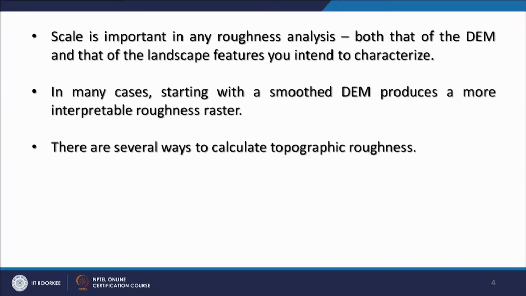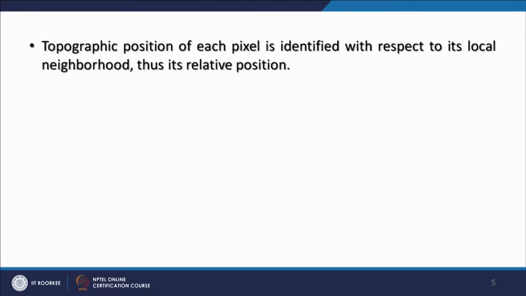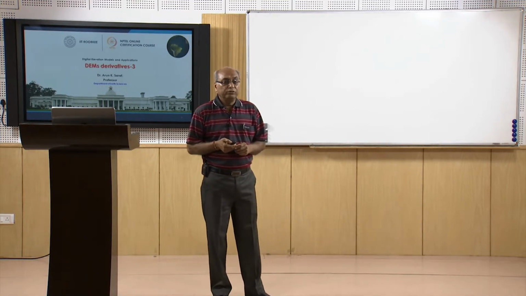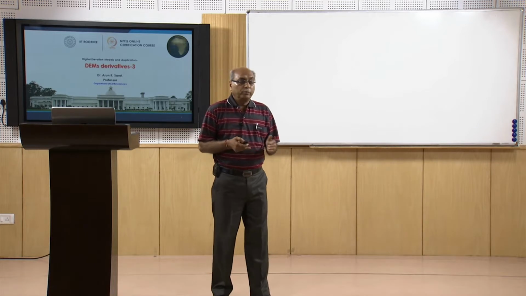There are several ways to calculate topographic roughness. The most popular one, which we will also see here, is how we can calculate TPI. The topographic position of each pixel is identified with respect to its local neighborhood, and that is why it is called relative topographic position. The calculation is based on the neighboring pixels and their elevation, and of course the slope is determined based on that also.